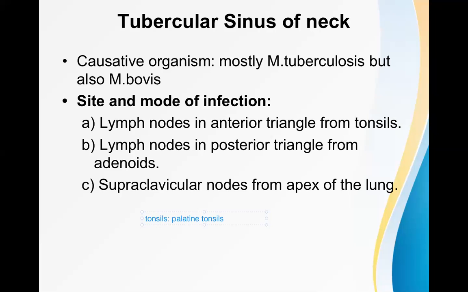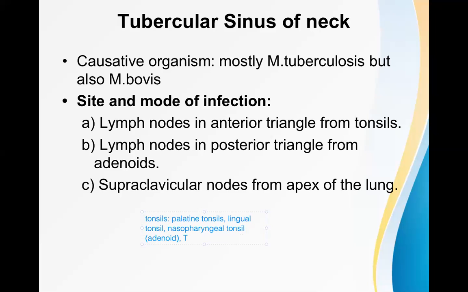So palatine tonsil. The second is called lingual tonsil. This lingual tonsil is present on the base of the tongue, on the back side, so we say lingual tonsil. The third is nasopharyngeal tonsil. And this tonsil, when it is enlarged, is known as adenoid. So this is nasopharyngeal tonsil. Don't forget, adenoid is the enlarged form of nasopharyngeal tonsil.